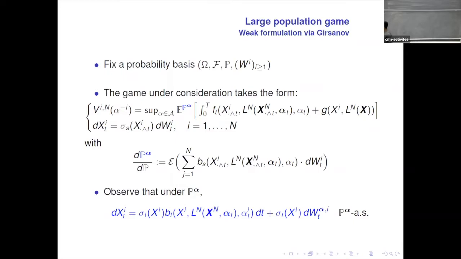So one interesting thing about the weak formulation is that, as opposed to the strong formulation that we tried before, we can allow pretty general dependence in the state process. So we're going to allow the state process to be path dependent.